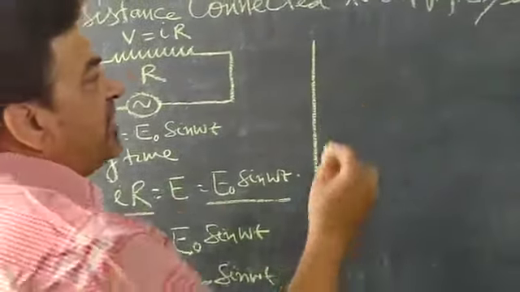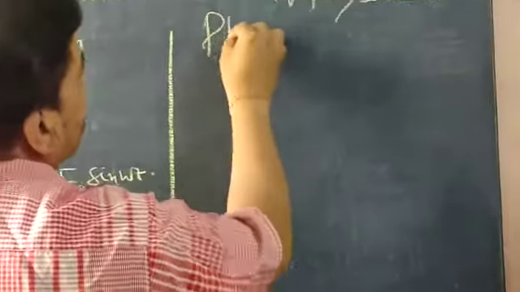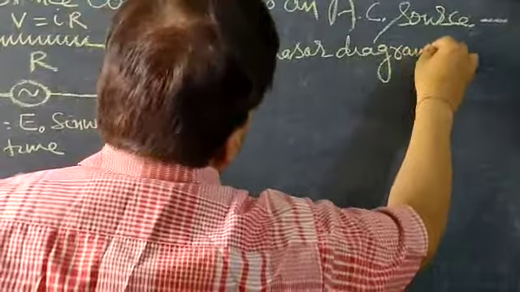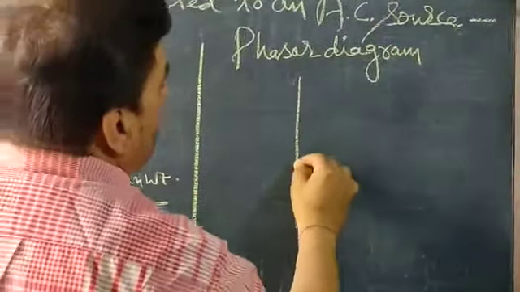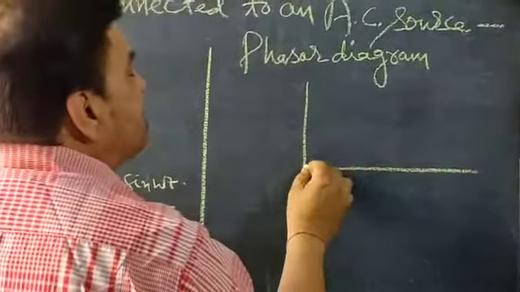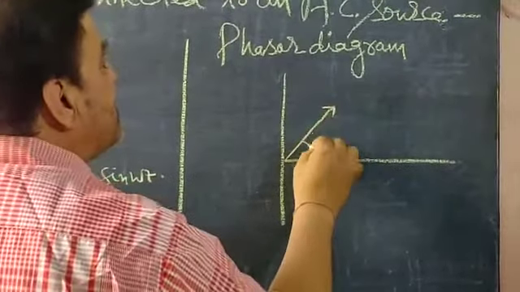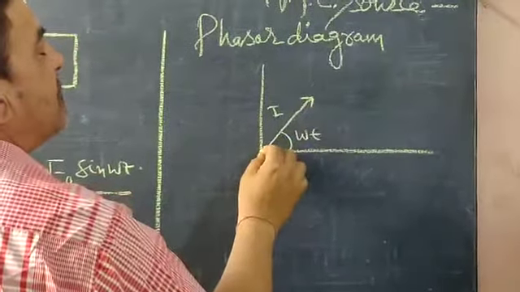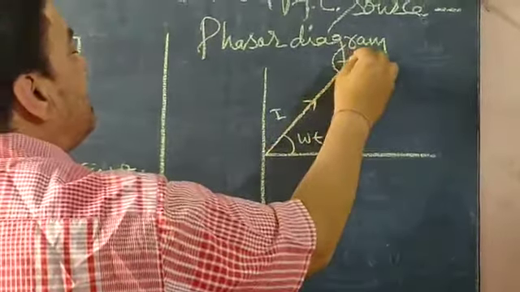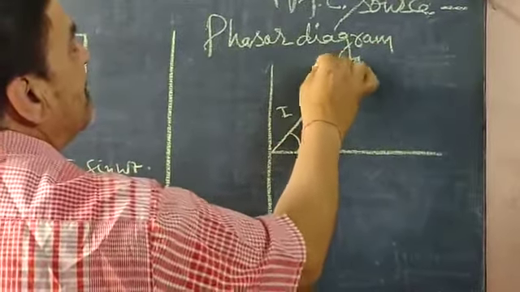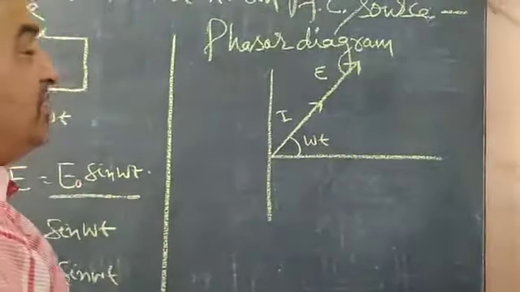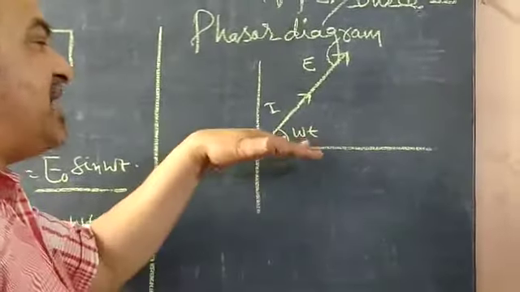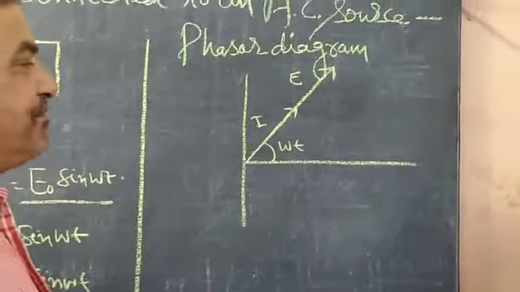So now if we draw its phasor diagram, at any instant of time when current is making an angle of omega t with its peak value, then voltage is also making the same angle with its peak value. So current and voltage are in the same phase. They are making the same angle omega t.